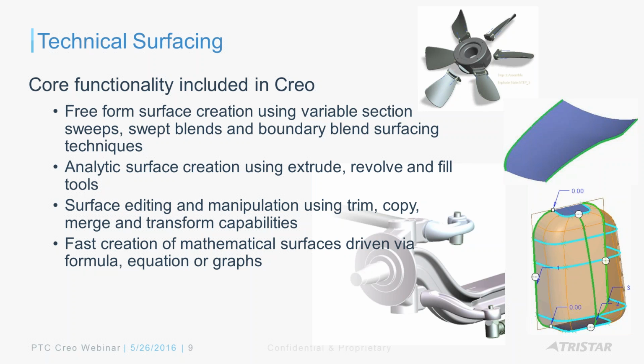Now, technical surfacing is something that's built into Creo Parametric, where you could use your traditional, familiar solid modeling tools like variable section sweep or a swept blend or a boundary blend or a filled surface, etc., where you are trying to control your resulting geometry using some parameters and dimensions.